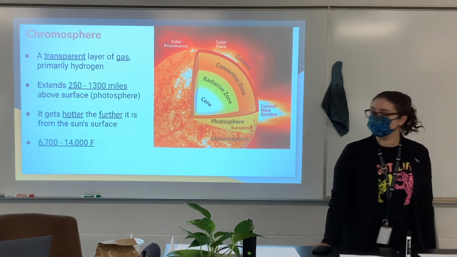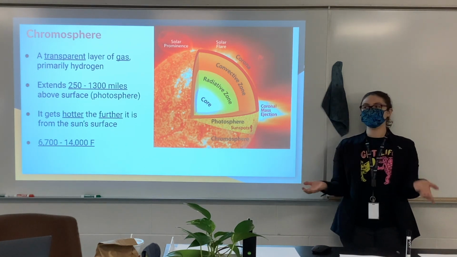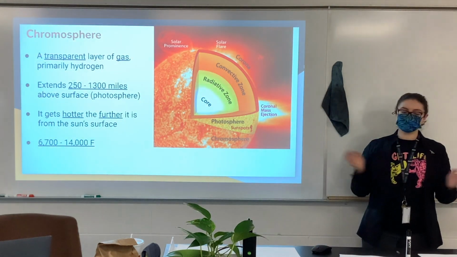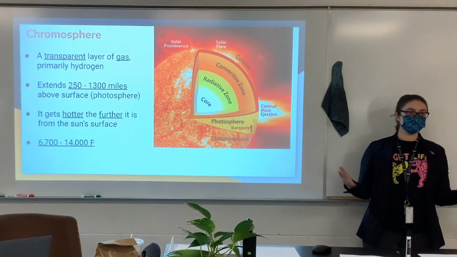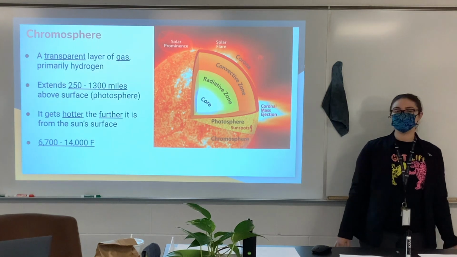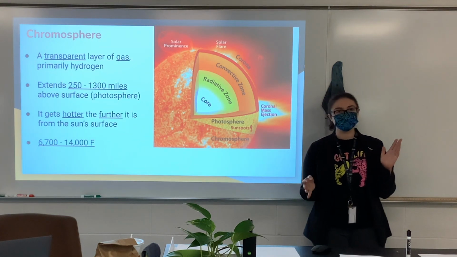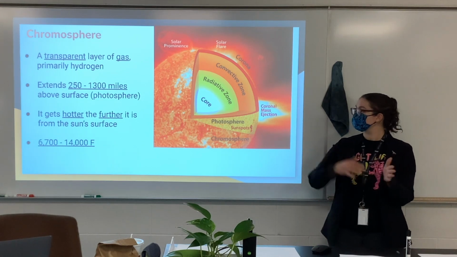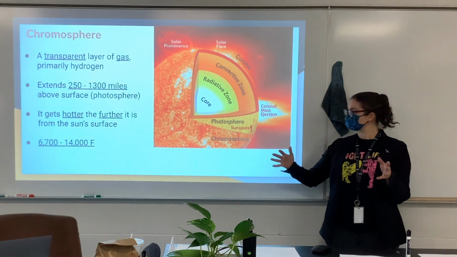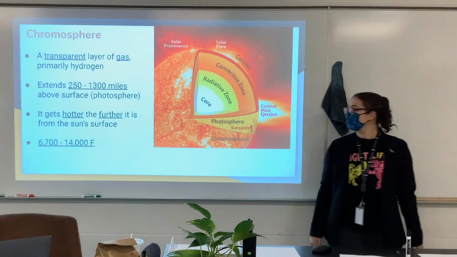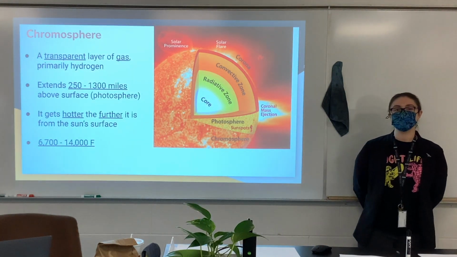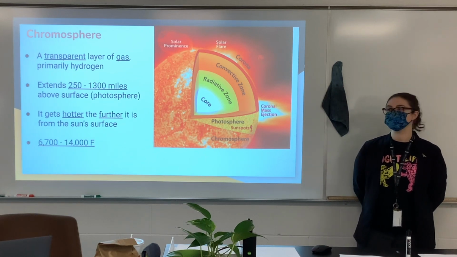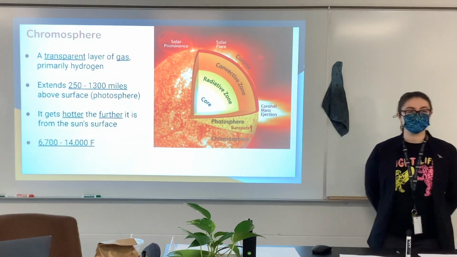So next up is the chromosphere, which is this transparent layer over the photosphere. It's basically what it says there. It's a transparent layer of gas, again mostly hydrogen, because that's what the sun is primarily made out of. And the chromosphere extends from 250 miles above the sun's surface, so the end of the photosphere, to about 1,300 miles above it. So it's a relatively thick layer. The interesting thing about the chromosphere is that its temperature starts to behave in a really weird way, and it only gets weirder when we get to the corona.